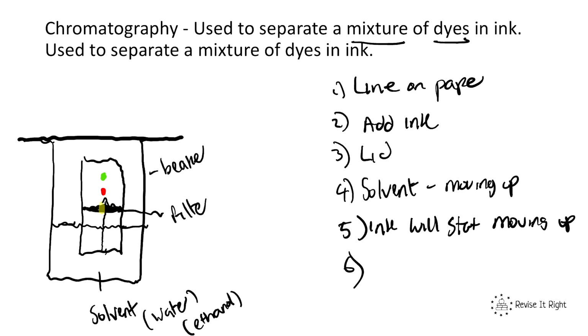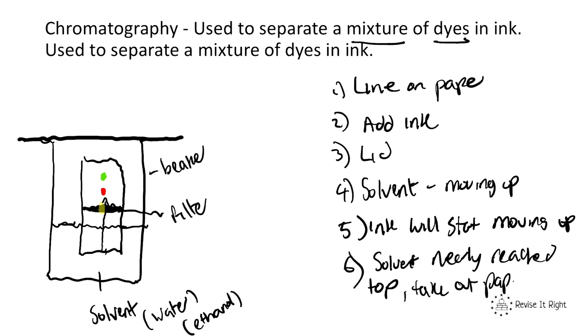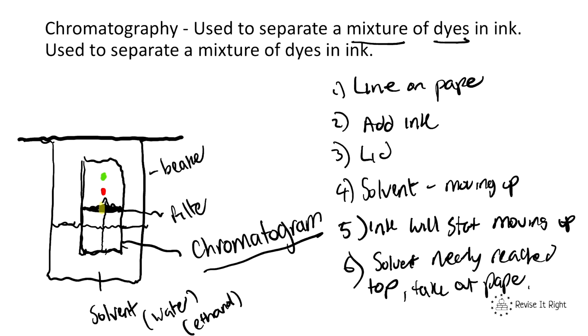So what you then want to do is when the solvent has nearly reached the top, you want to take out the paper to let it dry. So you want to take out the paper. Okay, and finally this paper here, what's left, the results, essentially the filter paper, we call a chromatogram. A chromatogram. Okay, that's essentially the results of chromatography. That's what you get after.